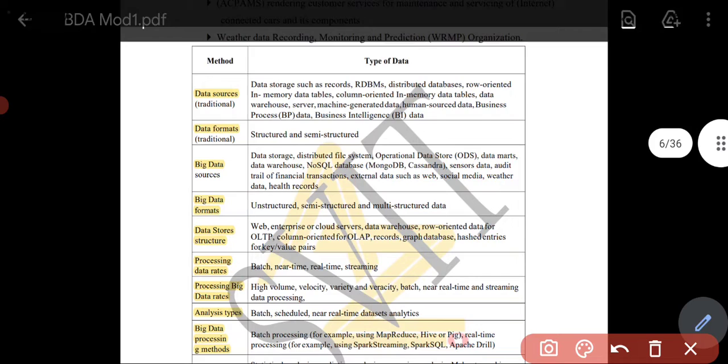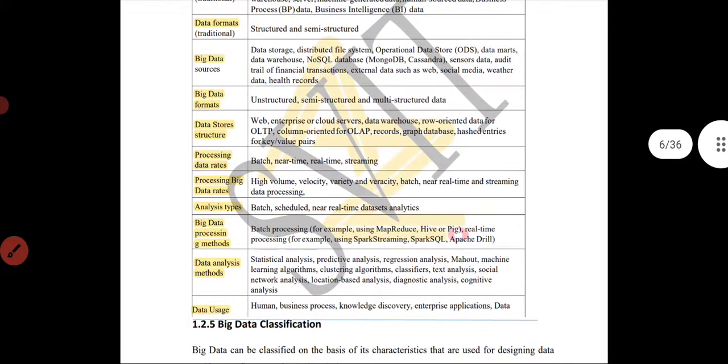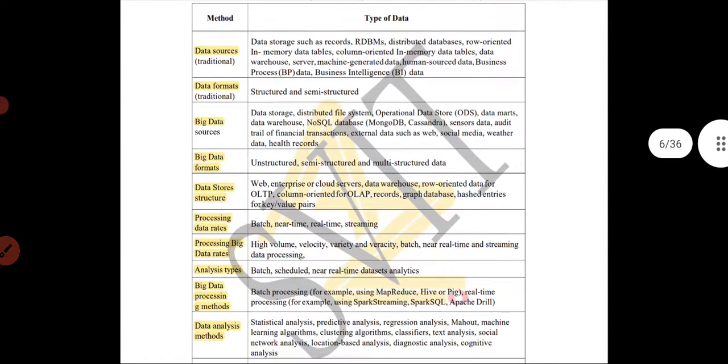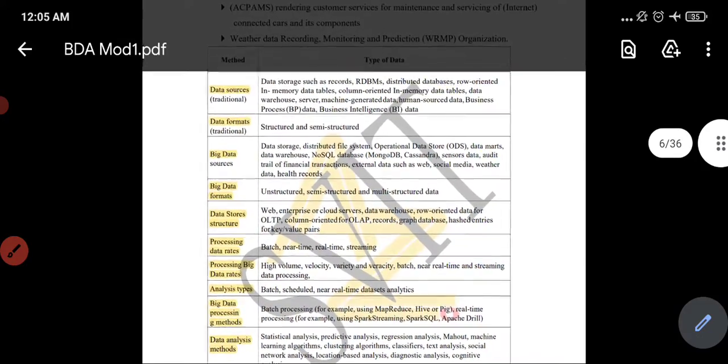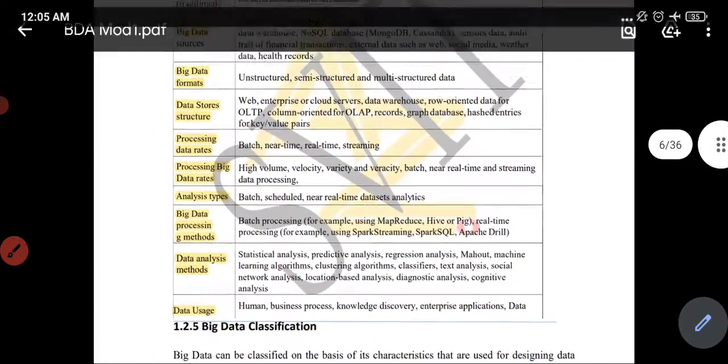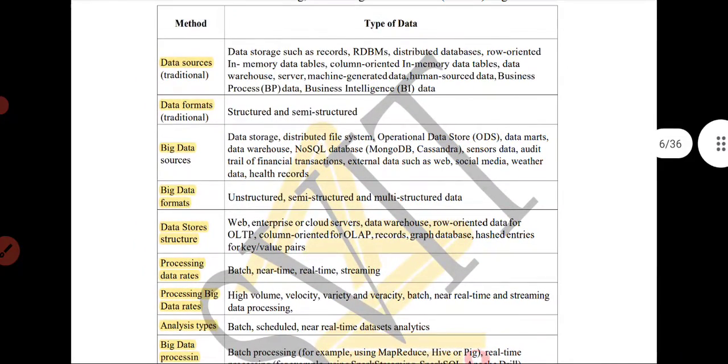And the next we have big data classification. Here we classify the big data. So the classification of big data is done in the following ways. I hope this is visible. I tried to fit this in a single window.